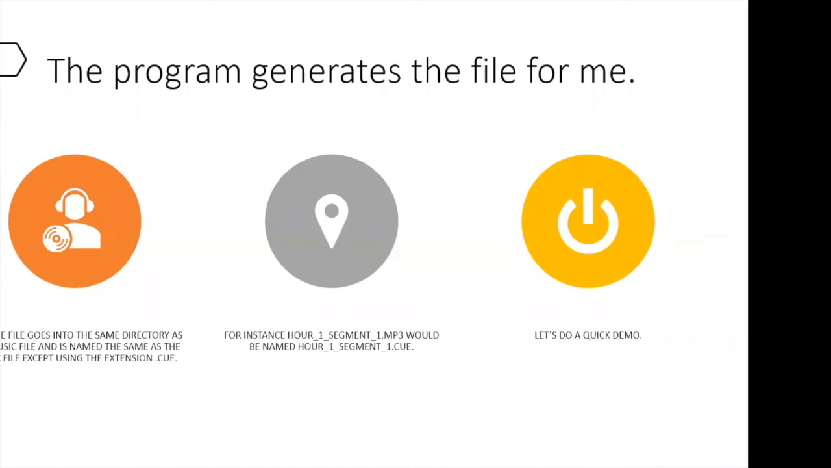So let's say, for instance, I use MG Kelly programming on the weekends. What they'll send me is different segments, named by the hour and the segment. So I've got hour 1 segment 1.mp3, and my cue file is going to be named hour 1 segment 1.cue. Now, let me jump out of this.